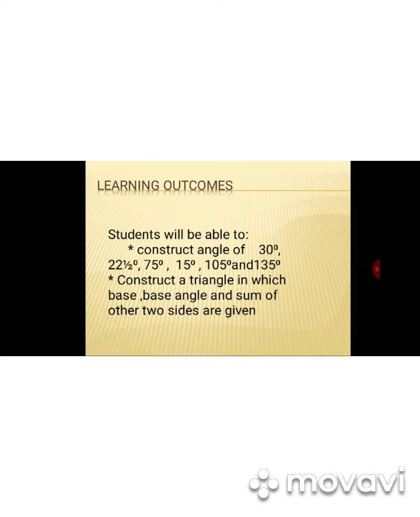Today's learning outcome: students will be able to construct the angles of 30 degree, 22.5 degree, 75, 15 degree, 105 degree and 135 degree with the help of ruler and compass. And also you will be able to construct a triangle in which the base is given, the base angle is also given, and the sum of the other two sides is given to you.